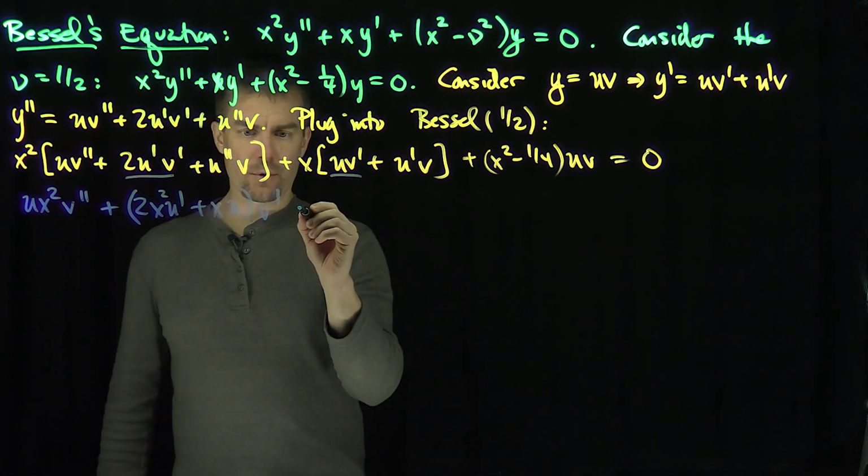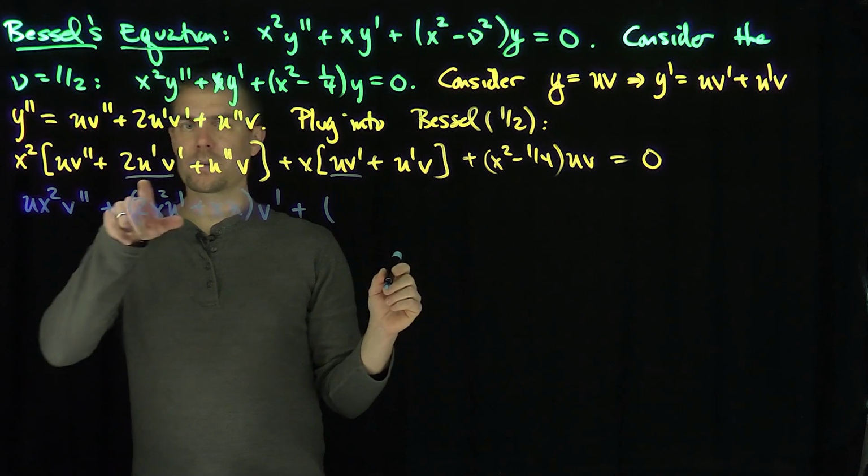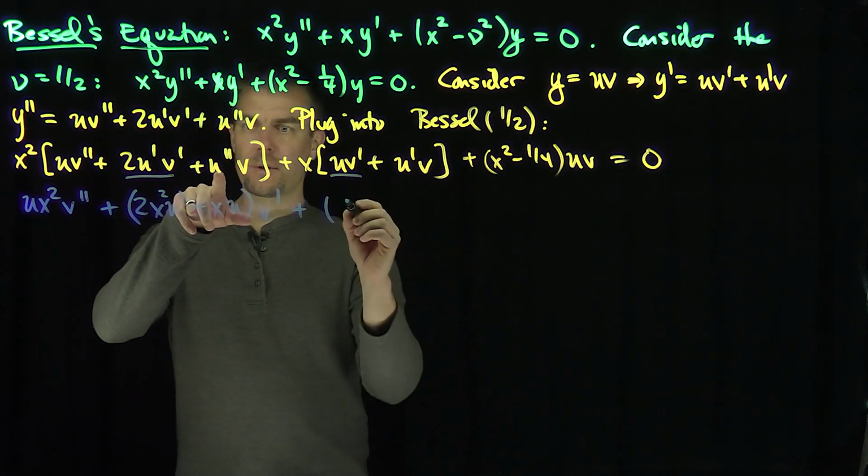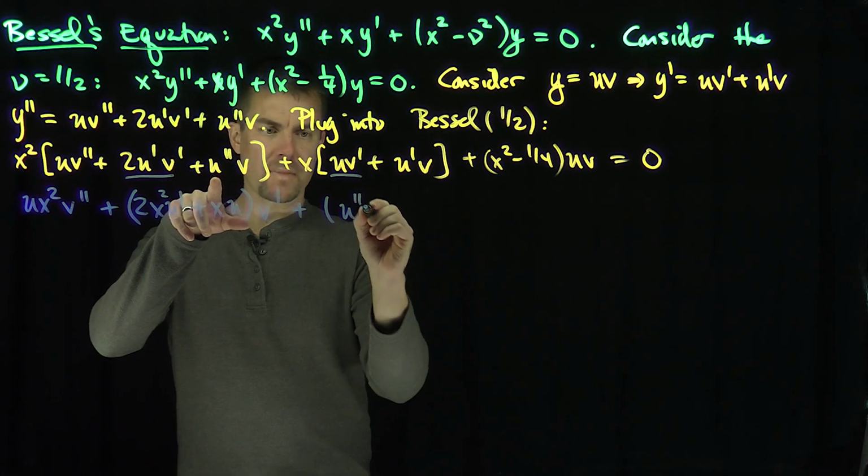And then we have the v terms, right? What are the v terms going to be? The v terms, excuse me, are going to be a u double prime x squared.